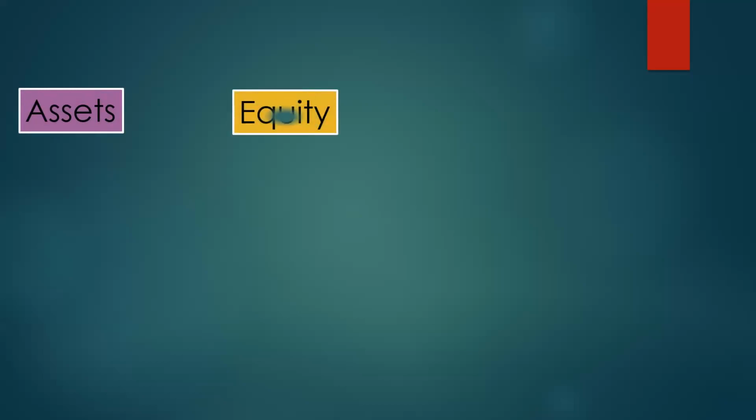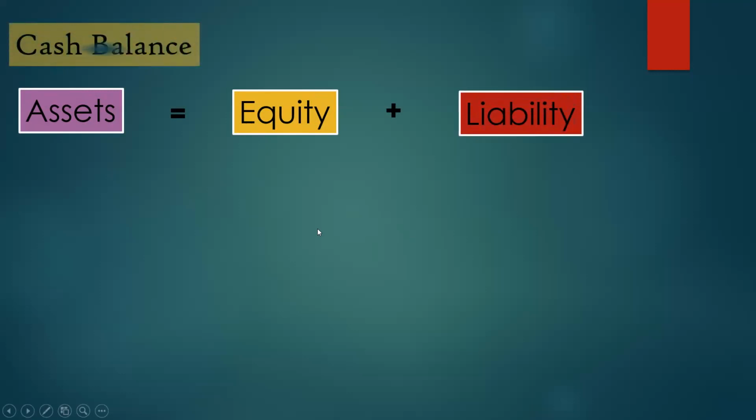Assets equals equity plus liability. We know this equation. For a long time, more than a month, we have been discussing this accounting equation. So my dear students, quickly send me the answer now. Does cash balance come under asset, equity, or liability? Already we learned this, we learned it 1 to 3 weeks before.